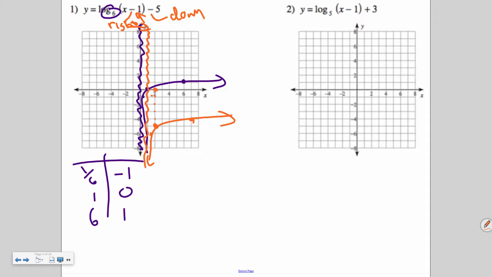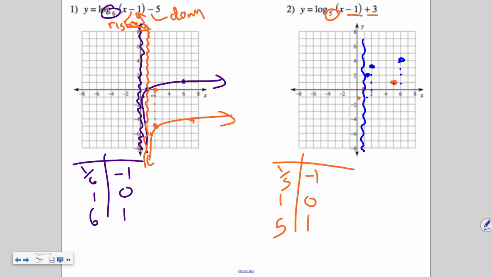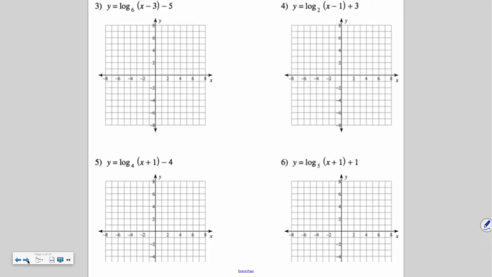Okay. Same process with just the 5. My starting points again. -1, 0, 1. And now I'm going to move right and up. So I'm going to move right 1 and then up 3. Right 1, up 3. My asymptote is going to be right 1, and it's going to look like that. So it's the same process for each one of these graphs. Again, check the answers, and you'll be able to know if you are graphing these correctly.